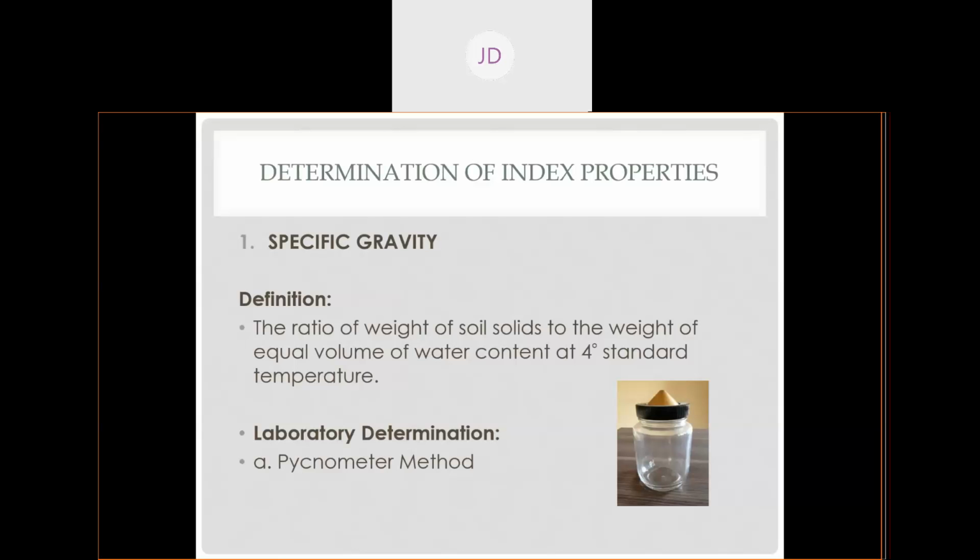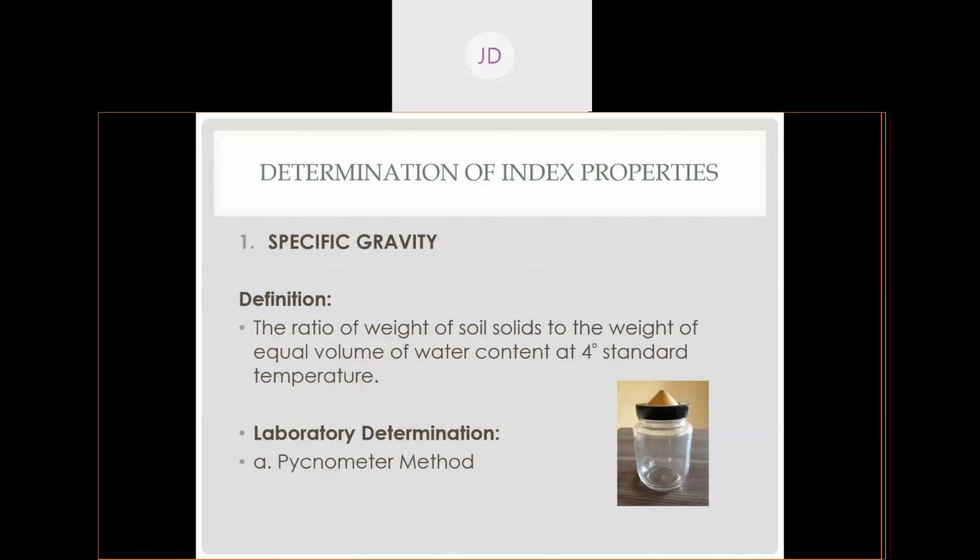Here you can see specific gravity, which we already discussed. What is specific gravity? You know these things. It is a ratio of the unit weight of soil solids to the unit weight of water, and it is dimensionless. It varies from 2.6 to 2.8 for inorganic soil. I think it was already mentioned in the last class.